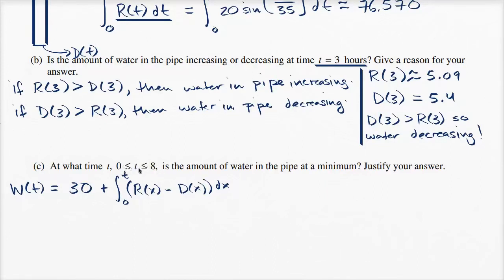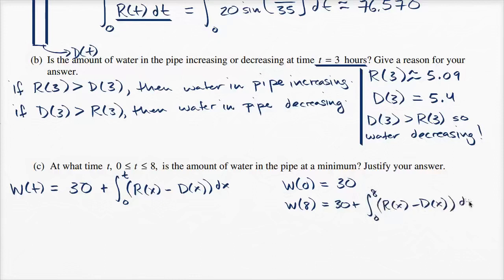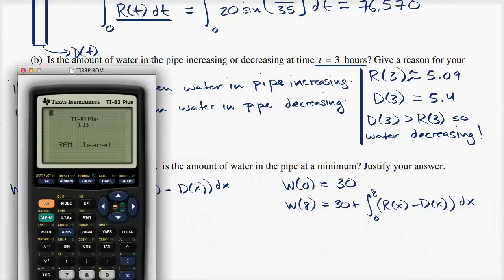So let's first evaluate w at the endpoints. So w of 0, well, we know that. The bounds are going to be 0 to 0. They even gave that to us in the problem. The initial state is we have 30 cubic feet of water in the pipe already. And now what is w of 8? Well, this is going to be 30 plus the definite integral from 0 to 8 of r of x minus d of x dx. And lucky for us, we're allowed to use a calculator, so let's use a calculator to evaluate this.